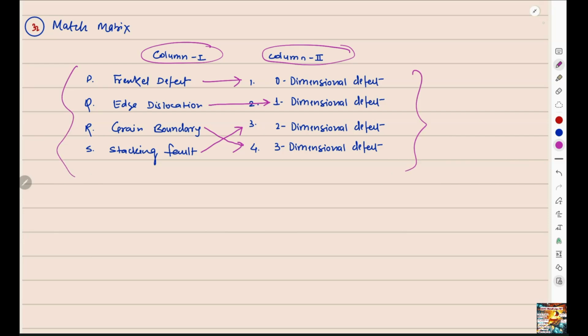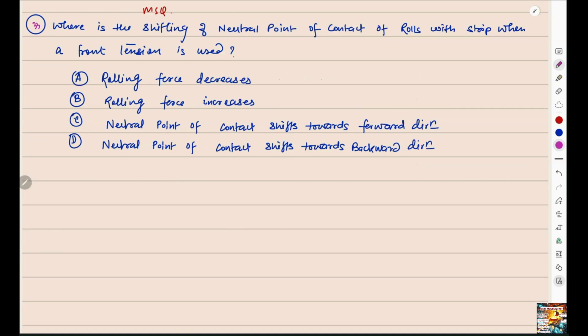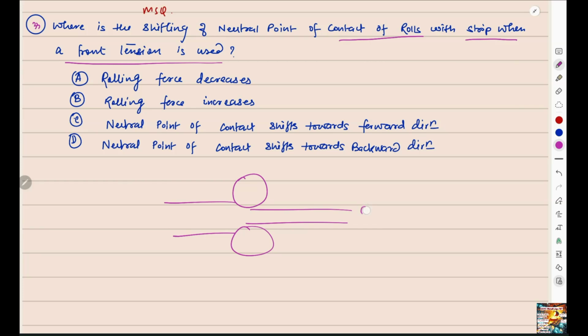Moving to the next question. The last question is about the shifting of the neutral point of contact of the rolls with the strip when front tension is used. Suppose that there is a rolling mill here. We have the entry point and this is the exit point, and there is a front tension in this direction. So why is this front tension applied? The options are: rolling force decreases.